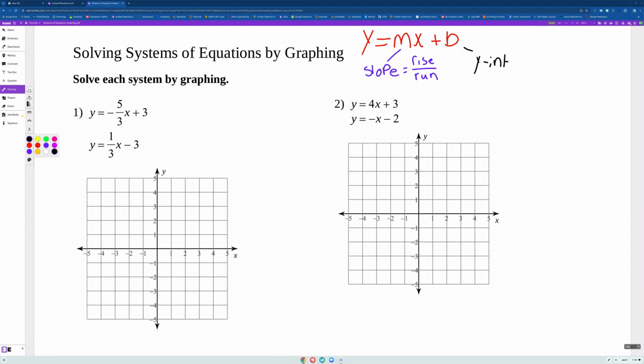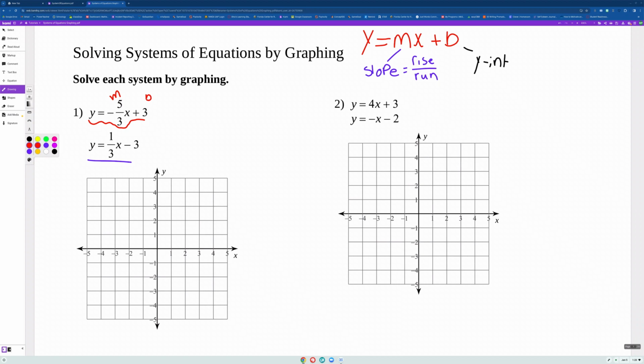So looking at these problems, I have y equals negative 5 over 3x plus 3, and I have y equals 1 over 3x minus 3. So I'm going to go ahead and start with this one. This is going to be graphed in red, and then my other one will be graphed in blue so that you guys can see the difference between the two equations. So looking at my first one, I have y equals negative 5 over 3x plus 3. So when I write y equals mx plus b, this is my m and this is my b.